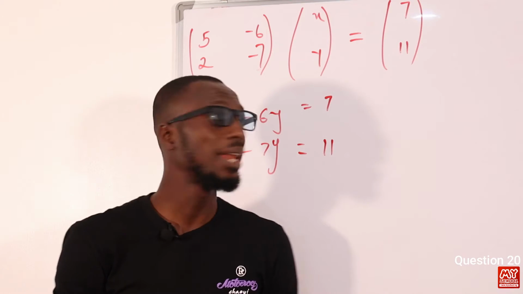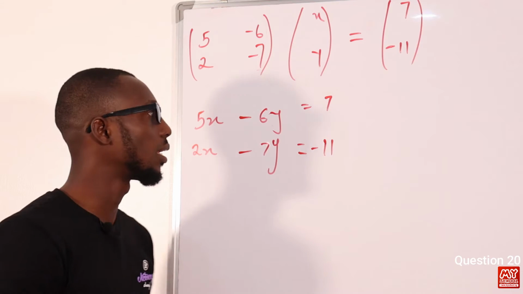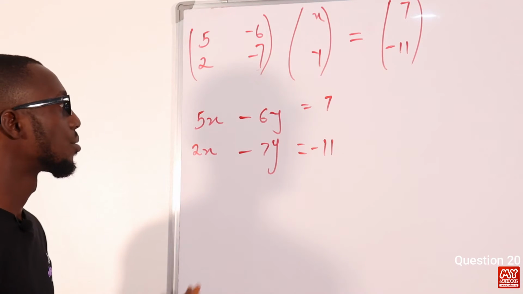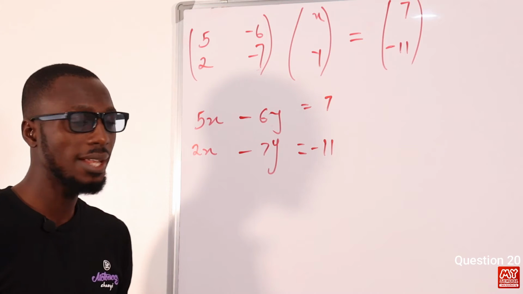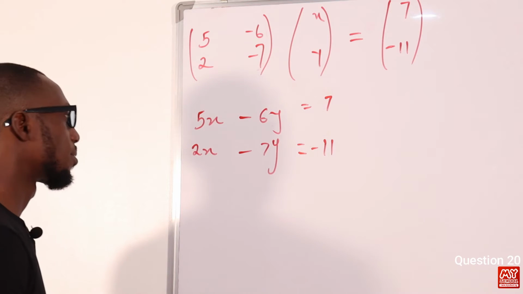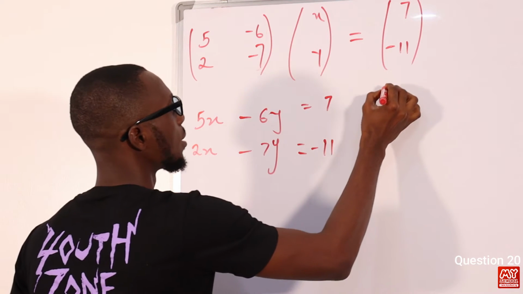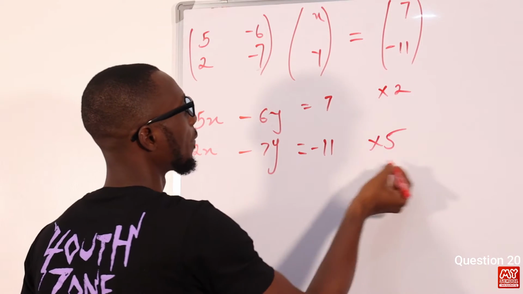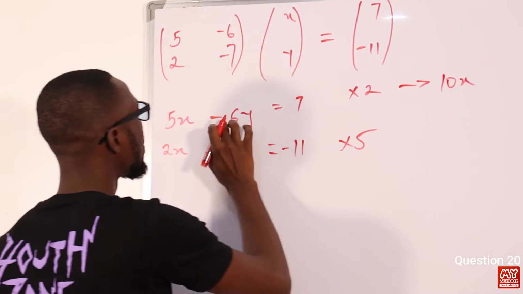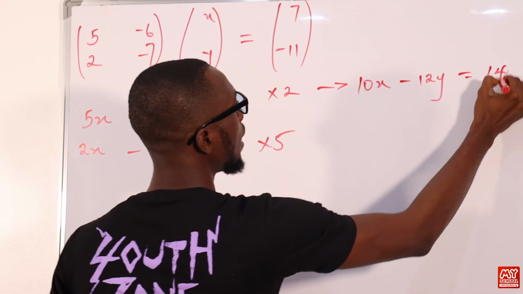All right, so this is minus 11 rather from the question. We must make sure we have our values and signs in the correct order. Okay, so this is minus 11, minus 11. So this forms a simultaneous equation, right? We can use elimination method, substitution method, or what have you. So let's just use this. So we multiply this by 2, this is times 2, then this is times 5. So what I should have is 2 times 5x, we have 10x. 2 times this, we have minus 12y. 2 times this, we have 14.